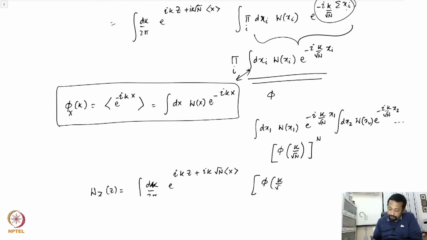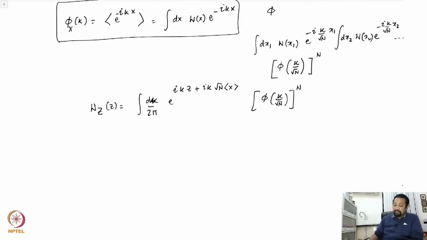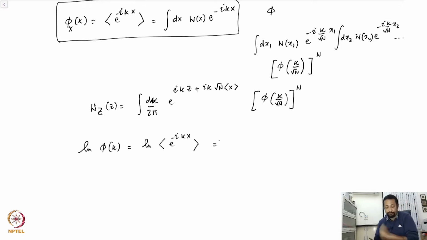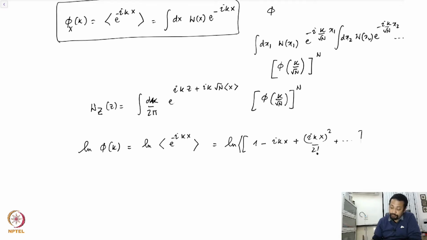Phi of k over square root n raised to the power n, right? We will assume now that n is large. Before proceeding, let's just look at ln of phi k. Then ln of phi k is ln of average e to the power minus ikx, which is log of 1 minus ikx. There's an average outside, and then you have plus ikx whole square over 2 factorial, so on and so forth.